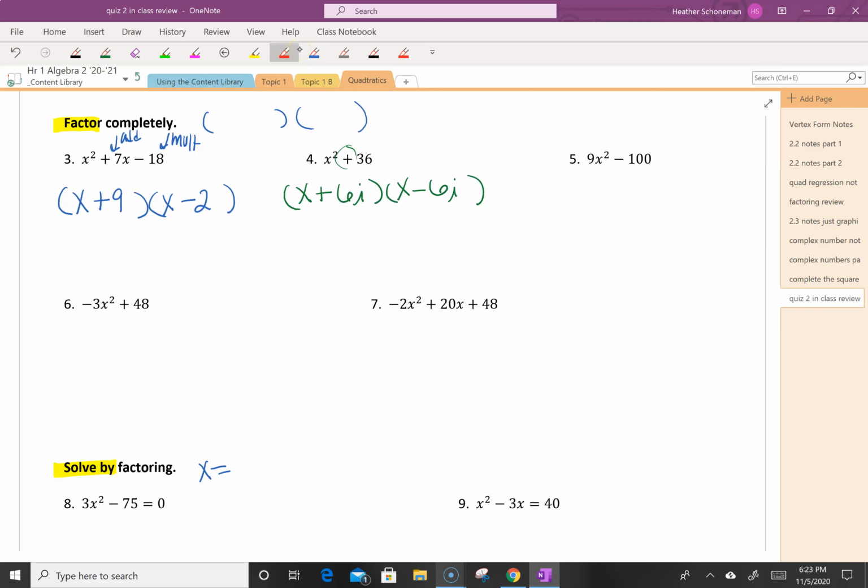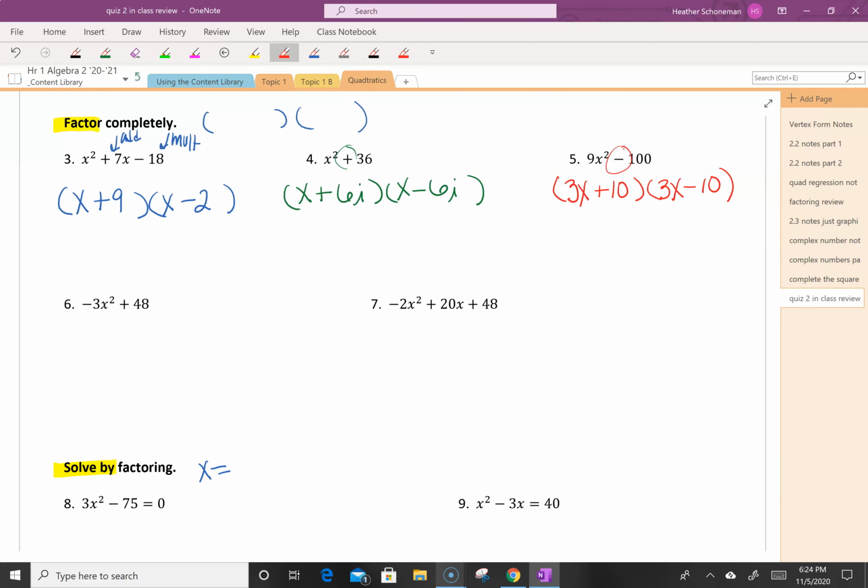It's a binomial. I can take the square root of both terms, so I'm going to go straight to my two parentheses. The square root of 9x squared is 3x. The square root of 100 is 10. One's plus and one's minus, but this one had a minus to start with, so there's no i.